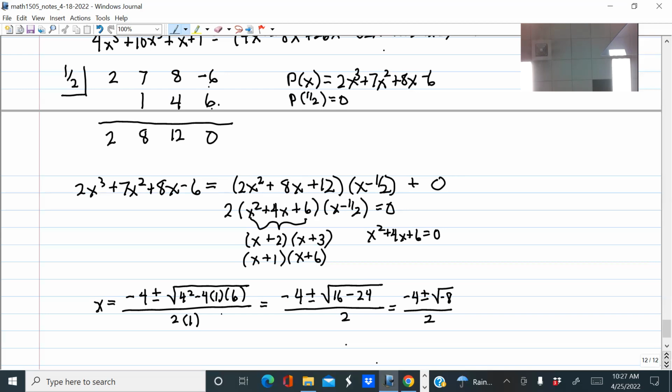So that means that this graph does not cross the x-axis again. Its only x-intercept is at 1/2. All right, so it doesn't have any other x-intercepts. Remember, the degree only guarantees you the maximum number of x-intercepts, right? So this one has only one, not 3.